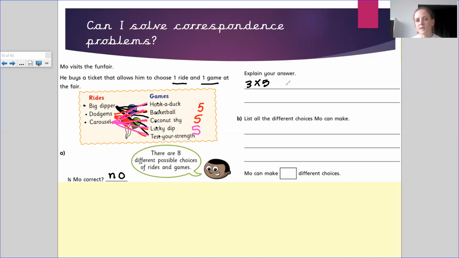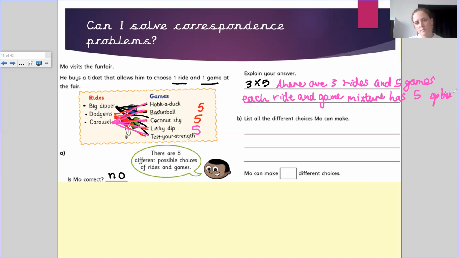So I could explain it in a full sentence by saying there are 3 rides and 5 games. Each ride and game mixture has 5 options. So my question would then be 3 times by 5, which gives me 15.